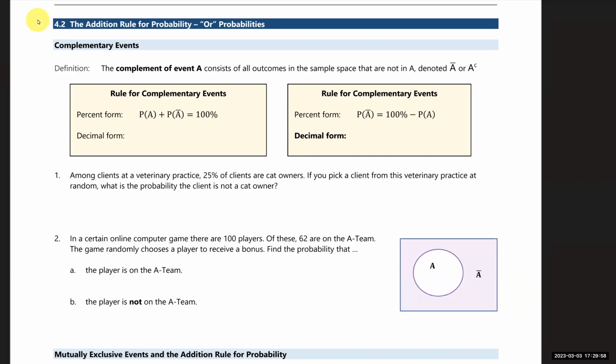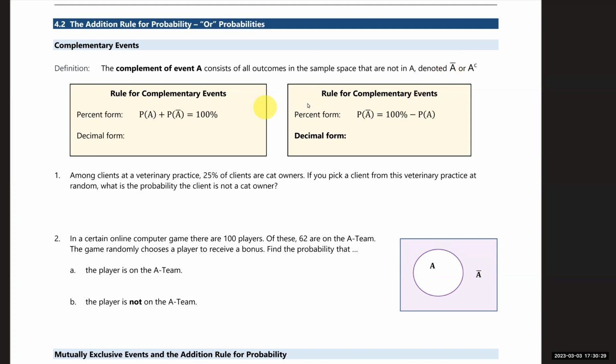Section 4.2 is called the addition rule for probability, and we associate this with the word or. We have seen some of this already. We'll just formalize things a little bit here. So I'm going to repeat our definition of complementary events. The complement of an event A consists of all outcomes in the sample space that are not part of that event. And we'll be using this notation, A with a bar over it, to represent the complement of event A.